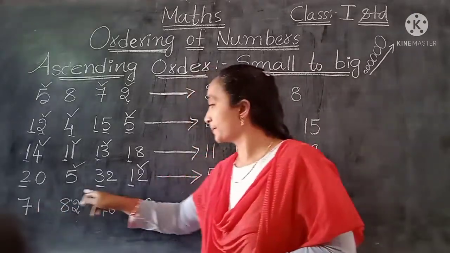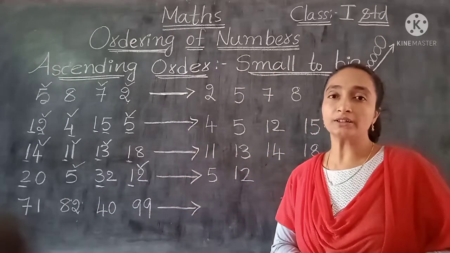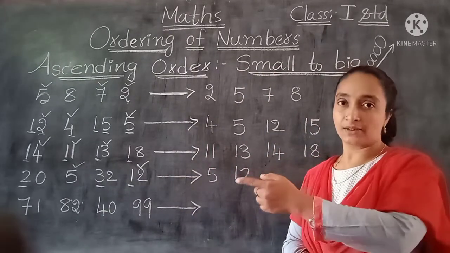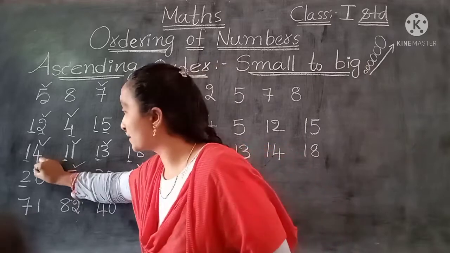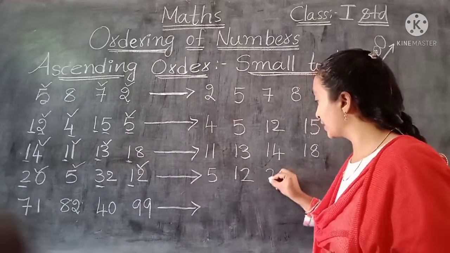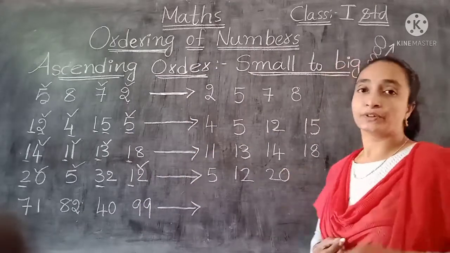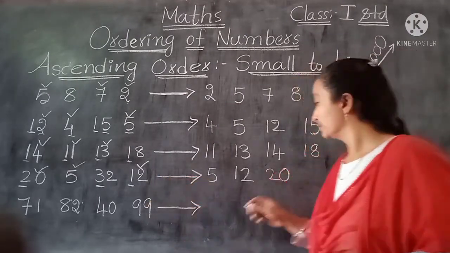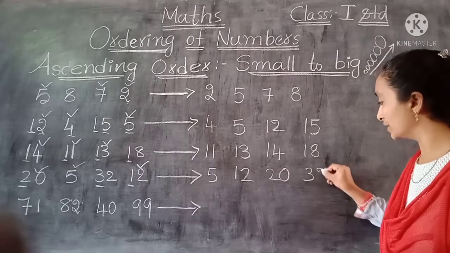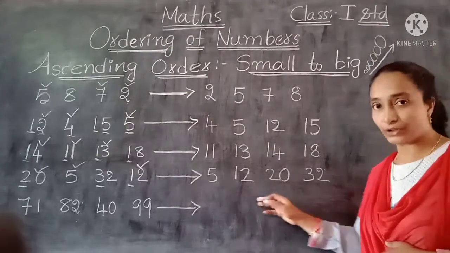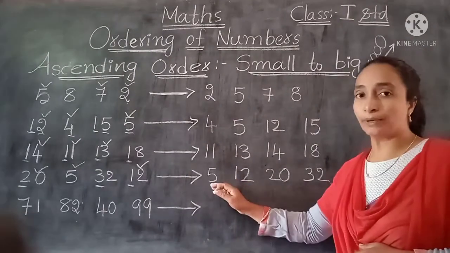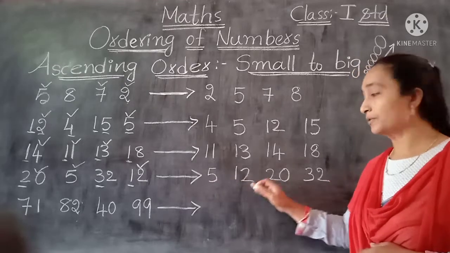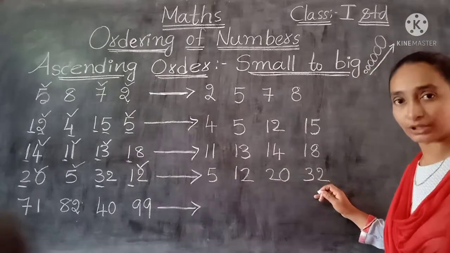Now 2 tens and 3 tens. 2 and 3, which is the small? Yes, of course 2 is the small. So here we can give the tick mark and write 20. Now only the last one is remaining, 32. So here we can write 32. So here we got the order small to big: 5, 12, 20 and 32.